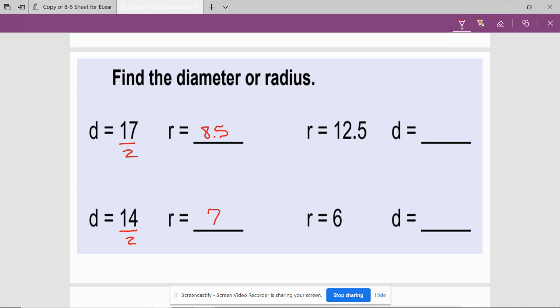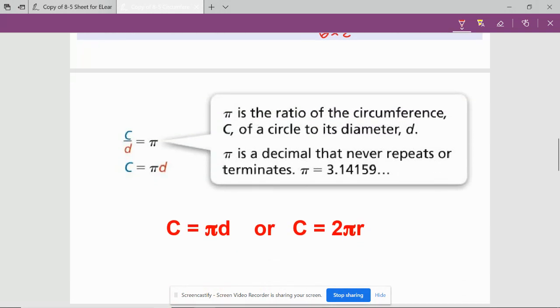When we have a radius of 12.5, we want to know what the diameter is. We're just going to multiply our radius times 2. That's just going to give us 25. That's what our diameter is. Here it's just going to be 6 times 2 to get our diameter, so our diameter is 12. So hopefully you understand that. Make sure you understand that your diameter is the radius times 2. Your radius is the diameter divided by 2. So know that going forward.